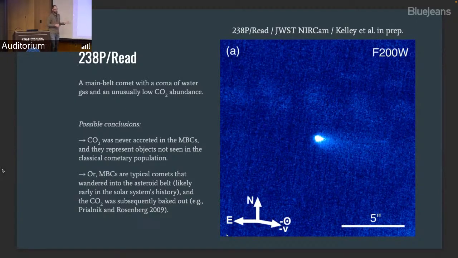Based on the dynamics of main belt comets and this particular object, we think it's more likely that CO2 was never accreted, but we just can't strictly rule that out. So there you have it. This is 238P Read, our main belt comet with a coma of water gas and unusually low CO2 abundance. Thank you.